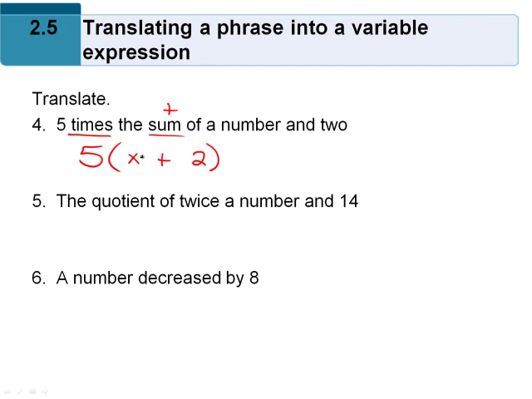Distributive, right, because you would have to distribute the 5 to both of those terms. Okay, so just little things to kind of remember as you're going along.